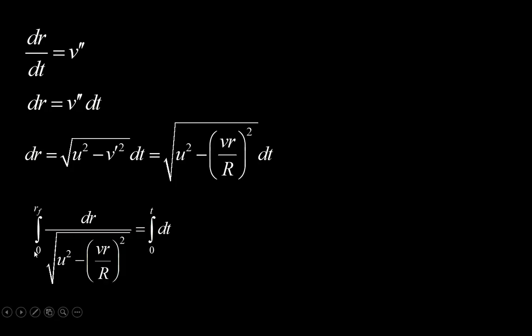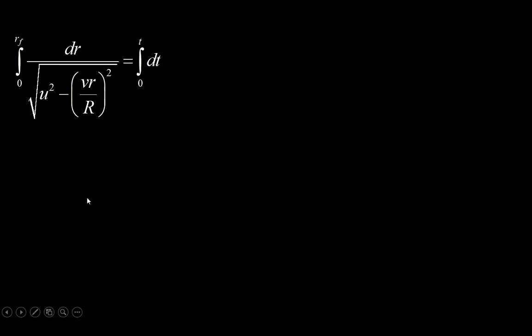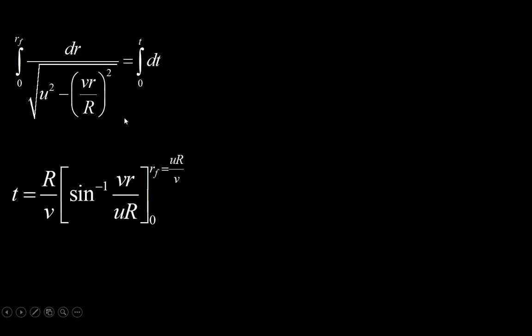When time is 0, r is 0, because the particle is at the center, and at time t, it is at its final radius. So we have to integrate this to get the time to reach its final radius. You can verify these steps. So this is integrated, and this is the value of final radius as we have just derived. Putting this value of r final in this expression and solving, we get this. So this is the time when the particle starting from the center will reach its final radius. So this completes the first part.